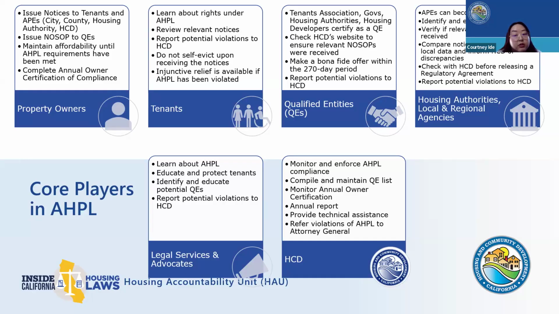Tenants can also report potential violations to HCD, and this should be done via the HCD portal. You can submit it under a technical assistance ticket. It's also important that tenants don't self-evict upon receiving the notices, especially when the 3-year notice is issued. Tenants should review the resources available in the notice and on HCD's website to explore their options when they receive the notice. Tenants should also be aware that injunctive relief is available if APOPA has been violated.